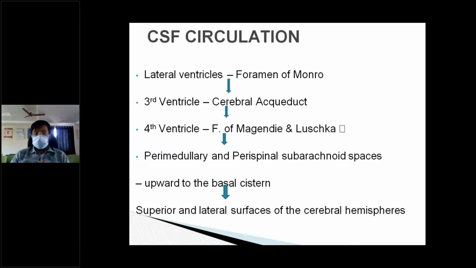So, the flow of the CSF. How does the CSF flow through the ventricular system in the brain? First it is produced in the choroid plexus and passes into the lateral ventricles to the foramen of Monro. From there it passes into the third ventricle, and through the cerebral aqueduct of Sylvius, it passes into the fourth ventricle. From there, through the foramina of Magendie and Luschka, it enters the perimedullary and perispinal subarachnoid spaces. Then it passes from the basal system to the superior and lateral surfaces of the cerebral hemispheres. This is the flow of the CSF.